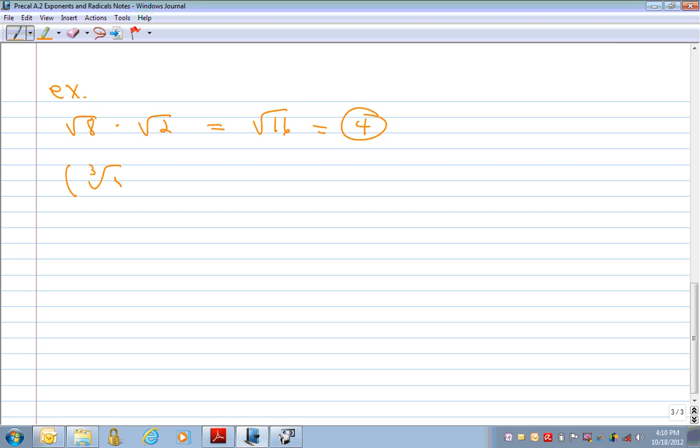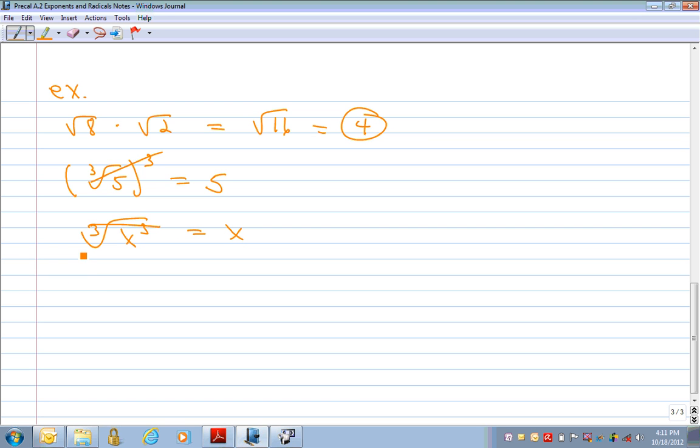Here's another one. Parentheses, the cube root of 5, cubed. Well, you should remember that a cube and a cube root would cancel each other, and your answer would simply be 5. Here's another one. You have the cube root of x cubed. And as before, the cube and the cube root cancel. Doesn't matter if that cube is underneath or outside the radical, they will still cancel one another. In this case, we have x.